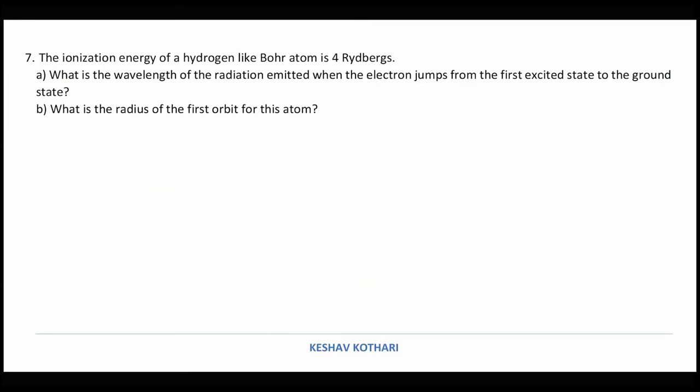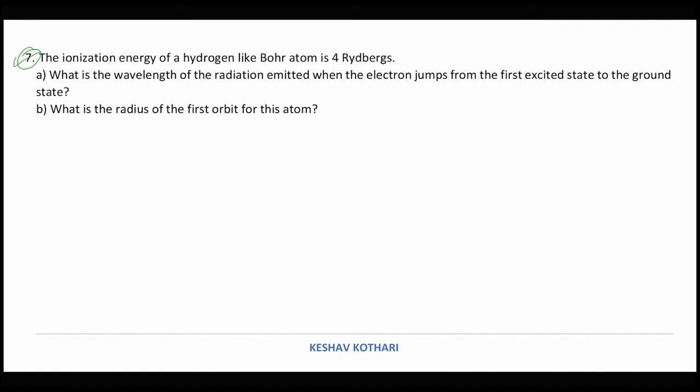Number 7. The ionization energy for a hydrogen-like Bohr atom is 4 Rydbergs. What is the wavelength of the radiation emitted when the electron jumps from the first excited state to the ground state? And in part B, it is asking what is the radius of the first orbit for this atom.